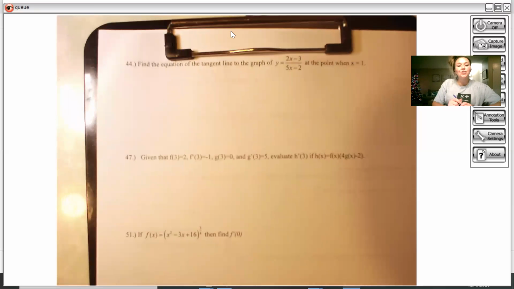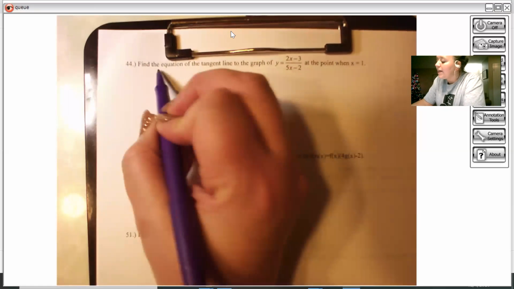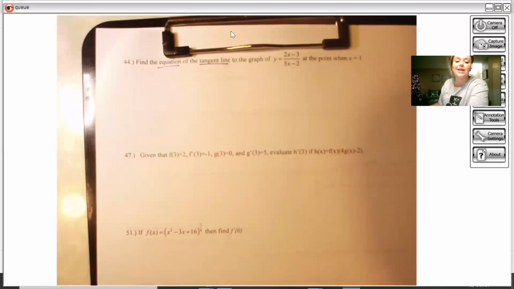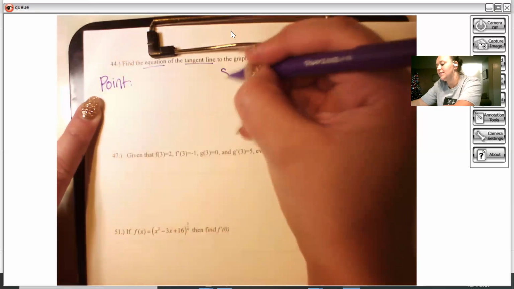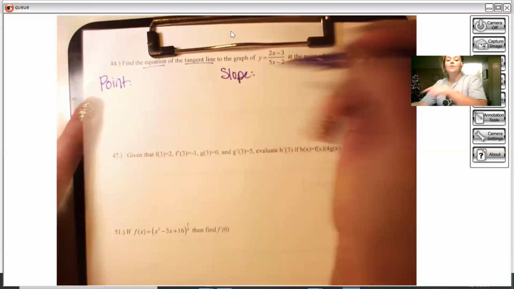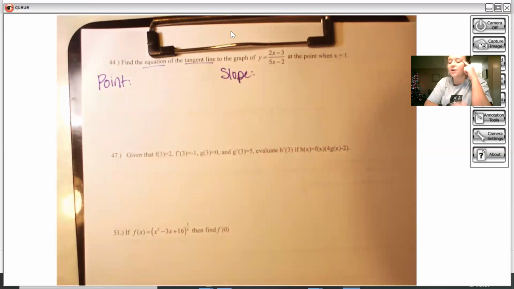All right, so number 44 says find the equation of the tangent line to the equation y equals 2x minus 3 over 5x minus 2 at the point where x is 1. So remember that in order for you to write an equation of a tangent line, you need two things. You need the point, and then also you're going to need the slope.